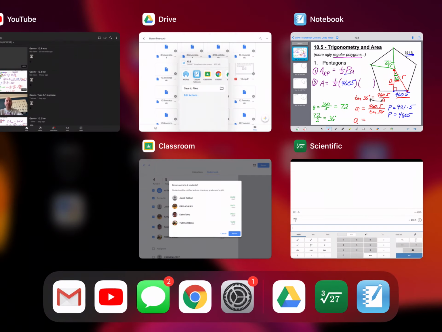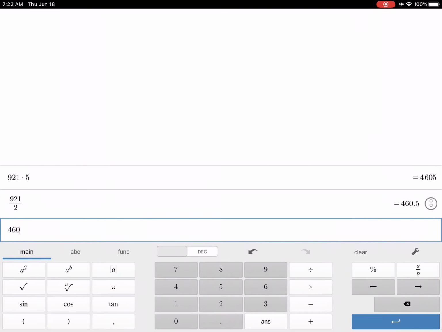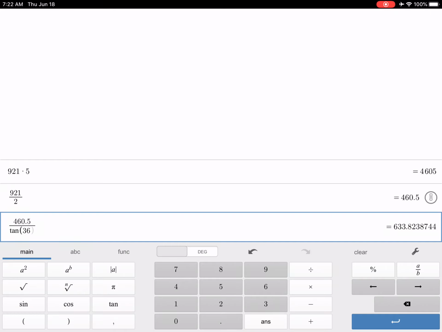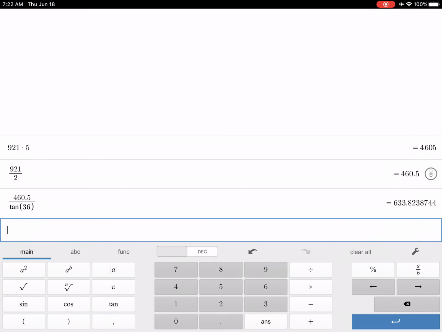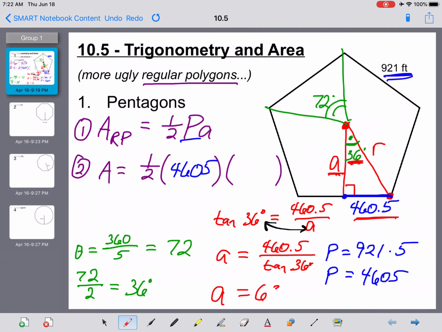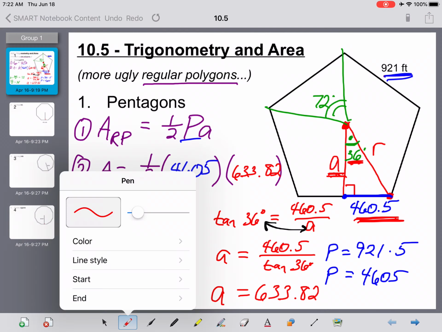So 460.5 divided by the tangent of 36 degrees gets us an answer of 633.82. So I'll write that down, 633.82. As I look at the diagram, I'm pretty sure that my apothem here had to be longer than this leg, so I feel okay about that answer. 633.82 for the length of our apothem.